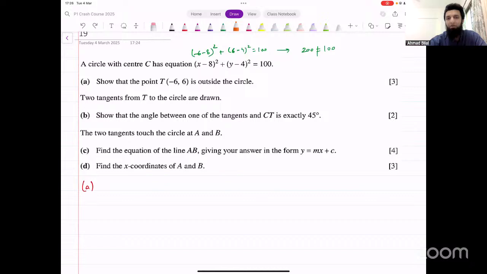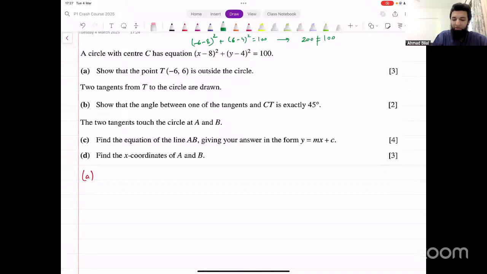Okay. Now, one idea could be that you clearly say that 200 is greater than 100. That means it lies outside the circle. If this number was less than 100, that would mean it lies inside the circle. But that's a bit, that's going to confuse some people. I would recommend that you think of it this way.